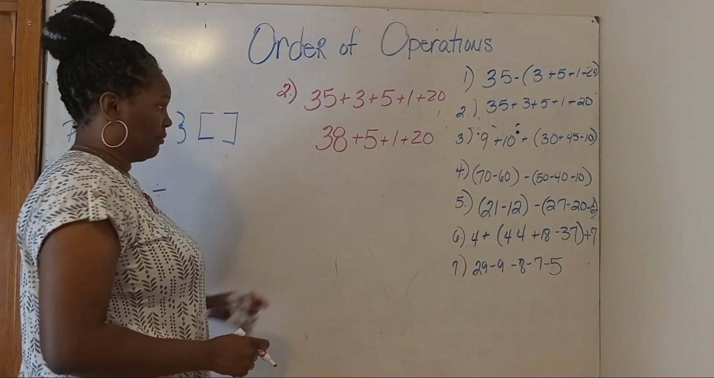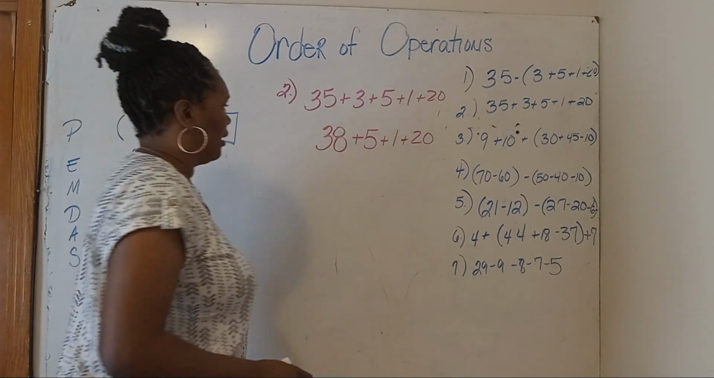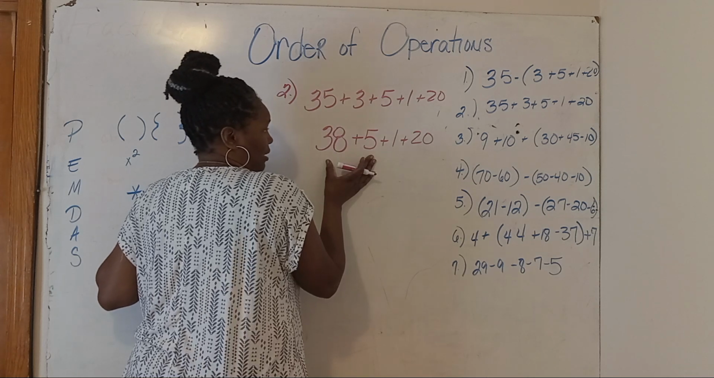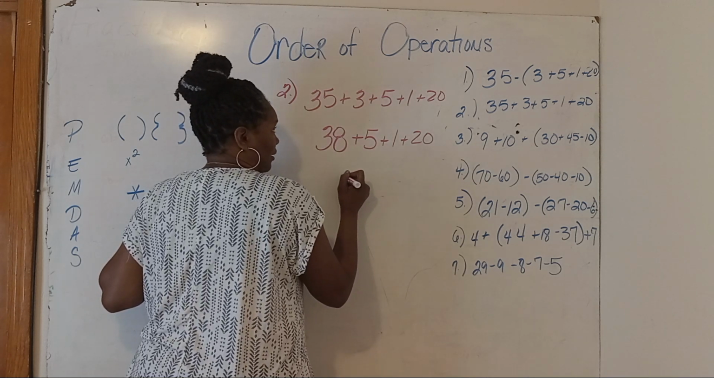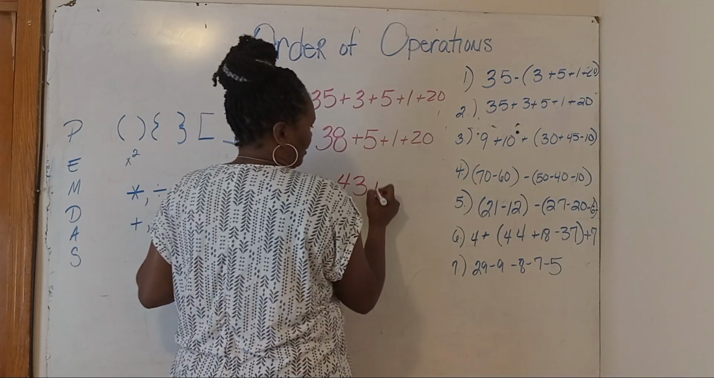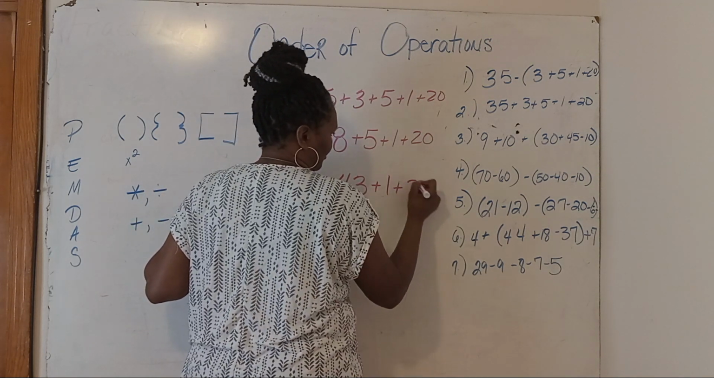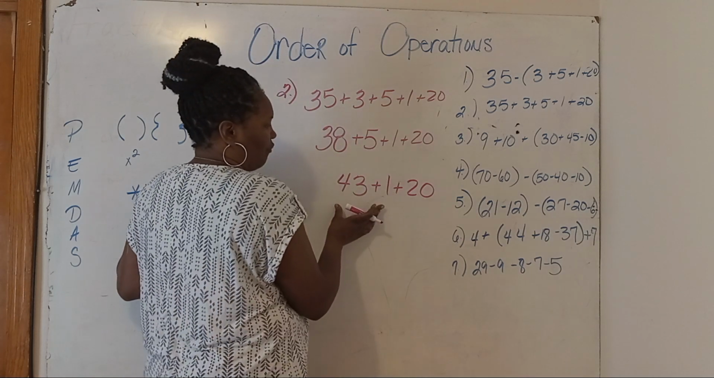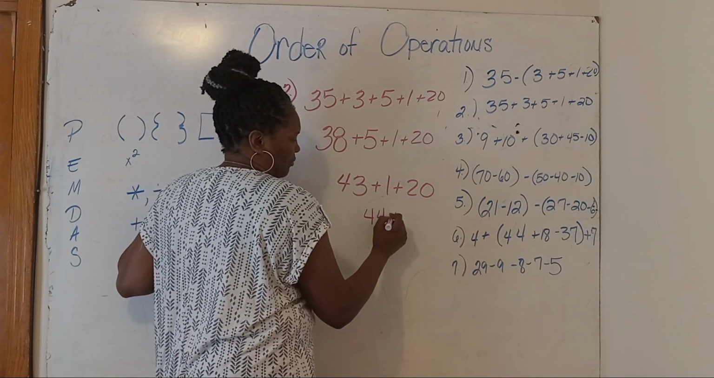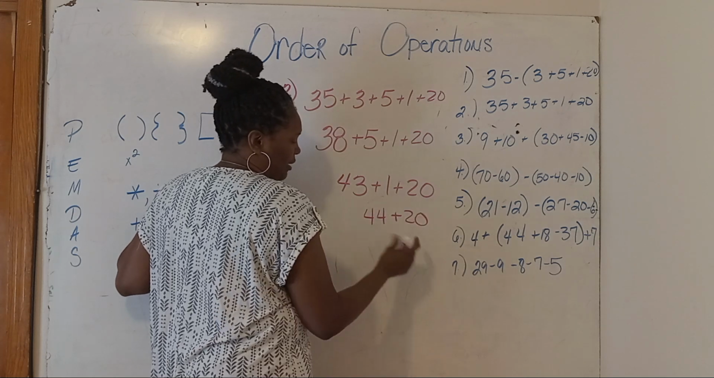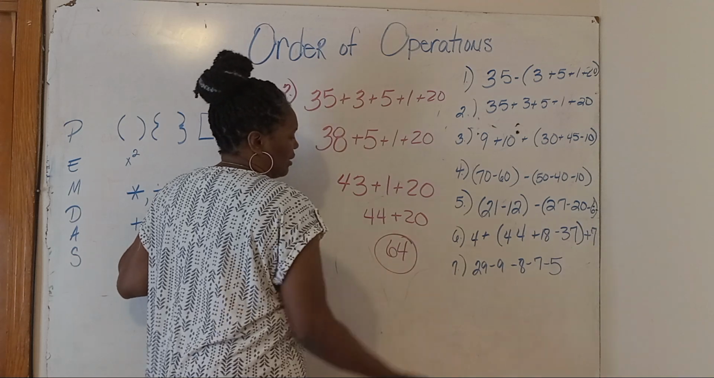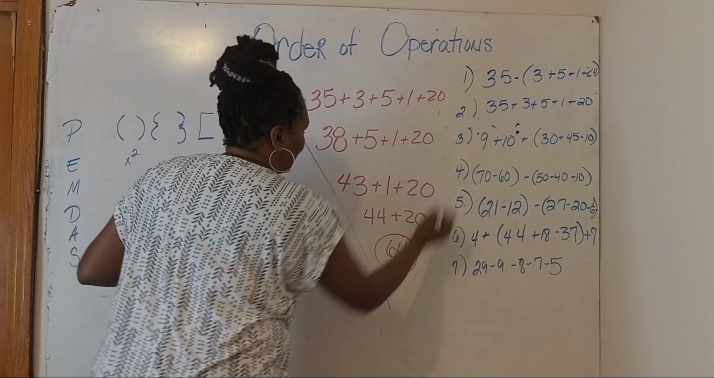Okay? So now, since all of these are addition signs, we just keep adding. 38 plus 5 is 43. These two make 43. And I'm just going to bring this down. 43 plus 1 is 44. We bring it down to 20. 44 plus 20 is 64. Our answer is 64. And again, it looks just like a Dorito.